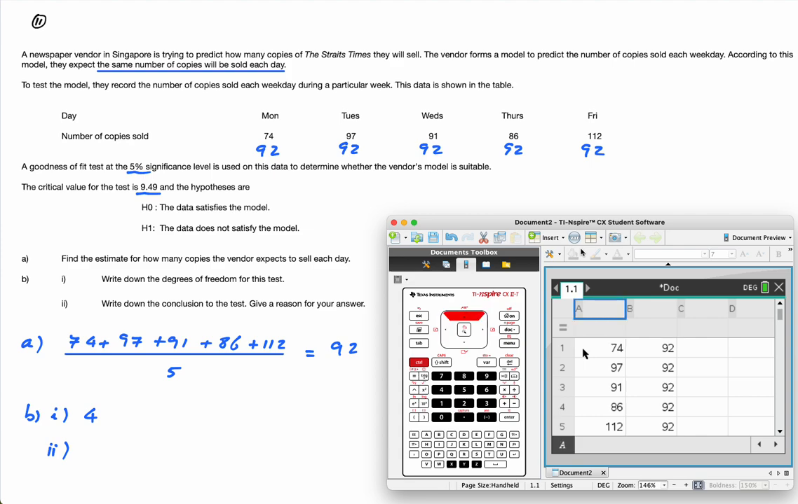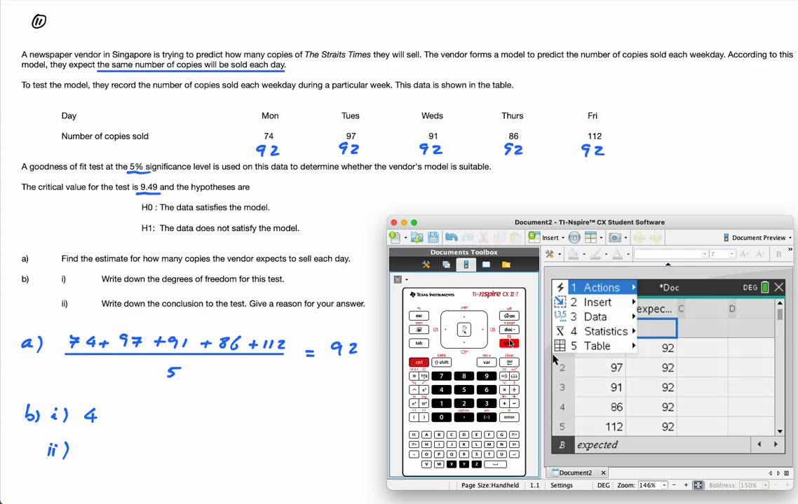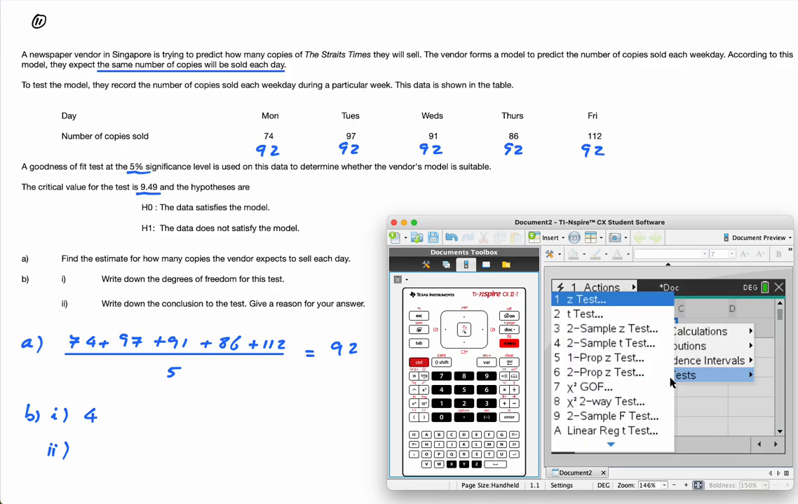Now I'm going to call these, let's just call it copies, and let's call this one expected. What's important is that you make sure that one is the expected and one is the one that actually happened. Then we press menu, statistics, stat tests, and we are going to run a chi-squared goodness of fit test.